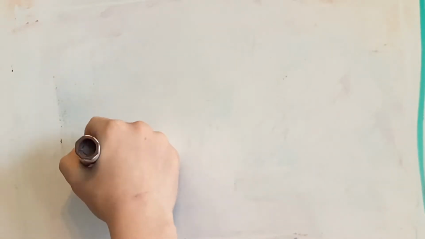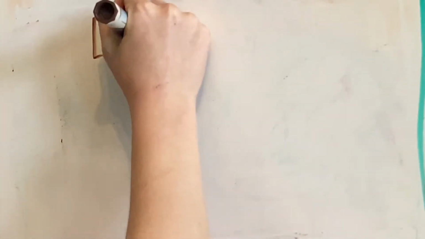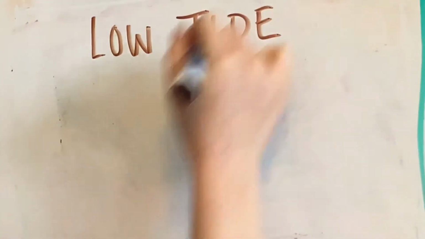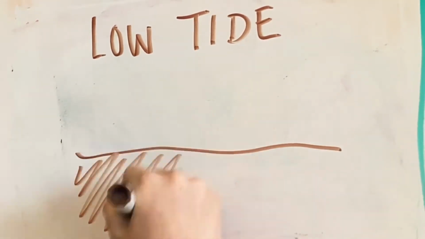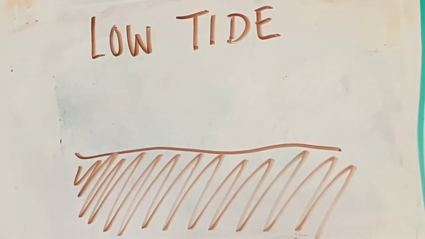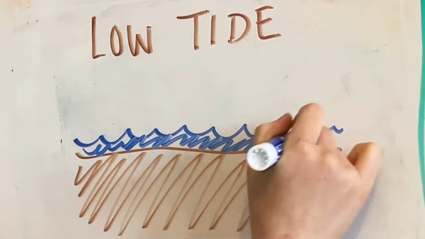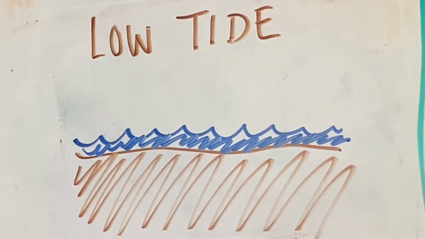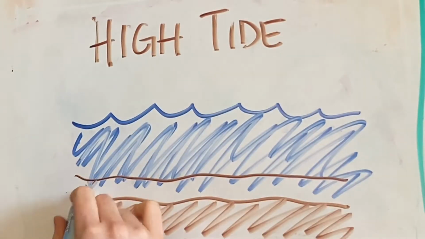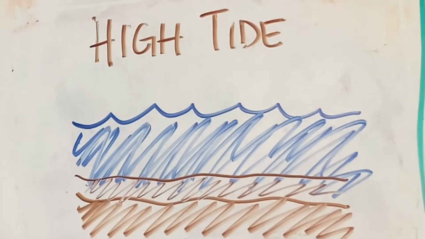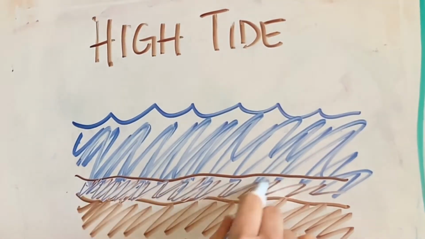So first off, let's start by asking ourselves, what is a tide? What does that look like? A tide is when the sea rises and falls throughout the day. For example, a low tide is when the water in the ocean is pushed back further and so there's more sand visible, while a high tide is when the water creeps up onto the shore and less sand is visible.